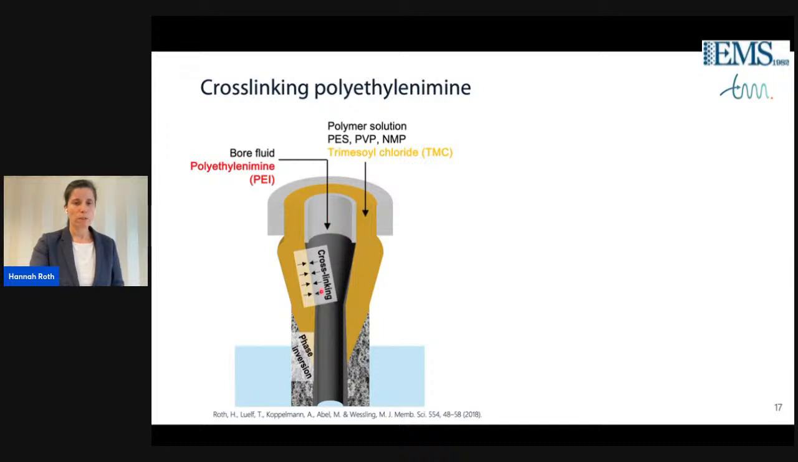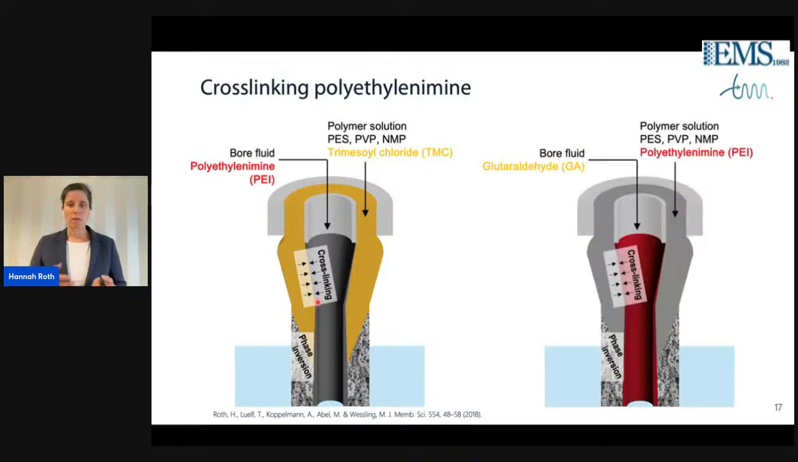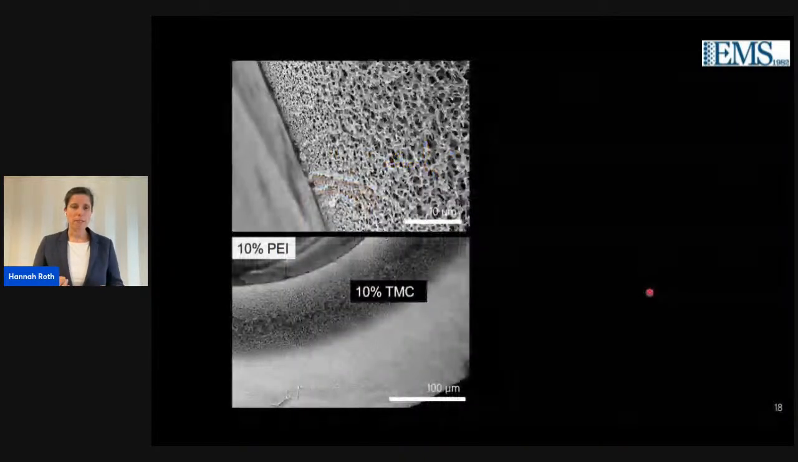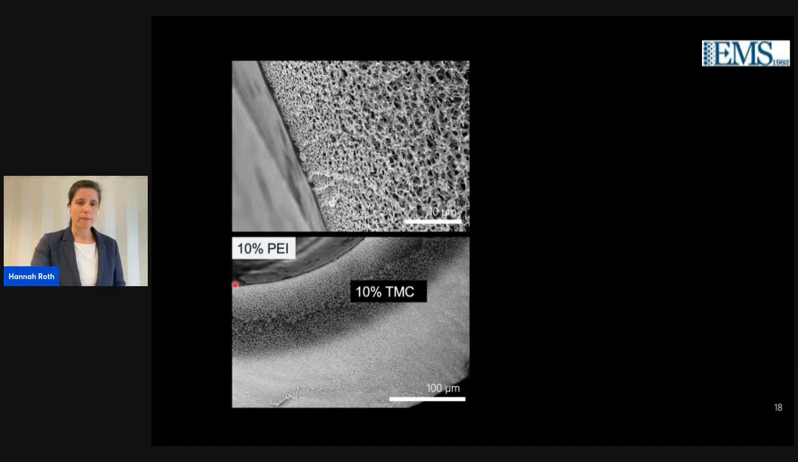And these two then cross-link on the inside while the phase inversion is happening. But you can also switch around this system, and polyethylene imine also dissolves in the polymer solution, and combined with a water-soluble cross-linker, it can also react to a dense separation layer. And in some images, you can see very well that there's a layer on the inside of this hollow fiber, while also the porous structure beneath forms very well.